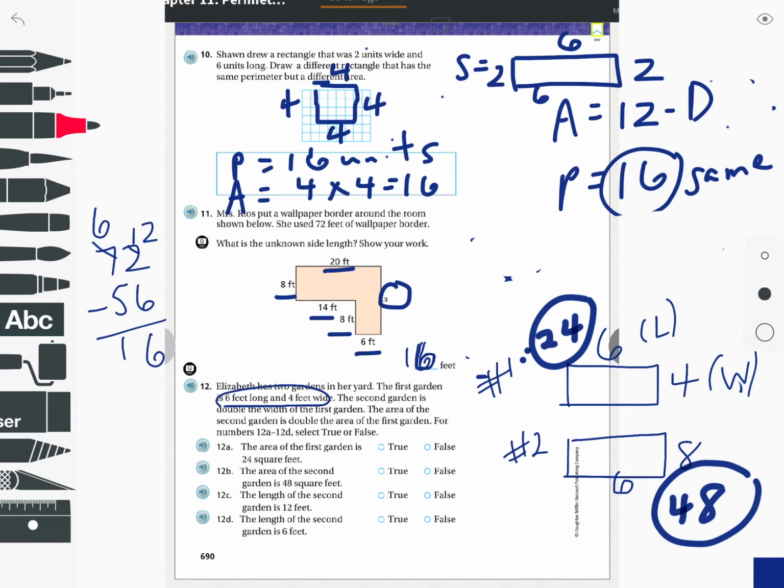Now I can answer the questions. The area of the first garden is 24 square feet. Is that true? Yes, I got 24. True. The area of the second garden is 48 feet. Yes. I'm making sure I got my answers correct. Oh, wait. The area of the second garden is 48 square feet.